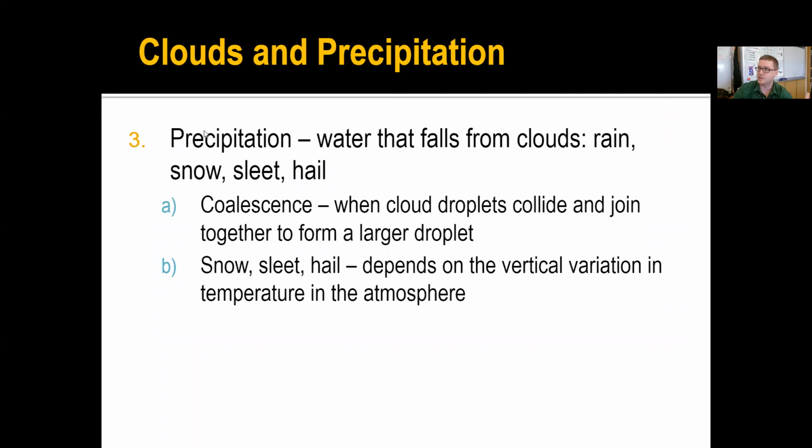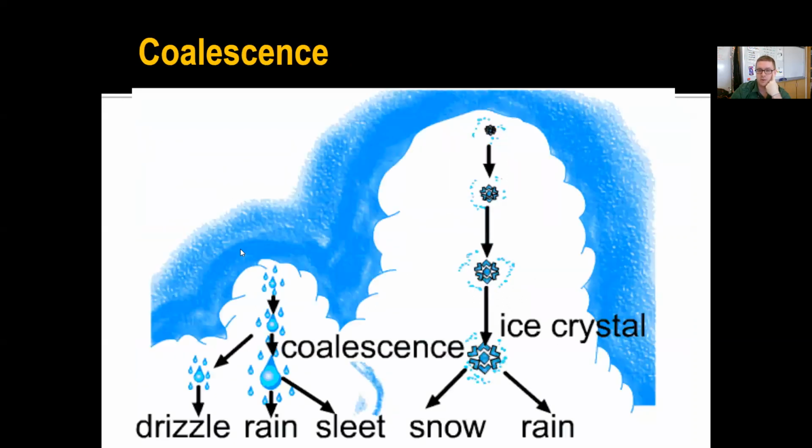So precipitation, this is water that falls from clouds. We get rain, snow, sleet, hail. Coalescence is this idea that we need water droplets to collide and join together to form a very large droplet. Snow, sleet, hail depends on the vertical variation in temperature in the atmosphere. So here's a picture that shows coalescence between snow and rain.